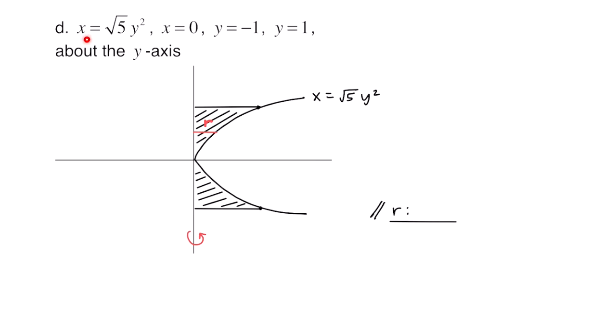For this example, we have x equals the square root of 5y squared. We have x equals 0, y equals -1, and y equals +1. We're going to take the region bounded by these curves and we're going to rotate them around the y-axis.